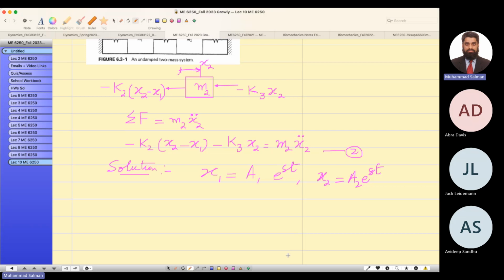Our equations are second order, but this is just zeroth order. So how can I go from zeroth order to second order? Let's take the first derivative, A1 s e to the st. Second derivative, A1 s squared e to the st. Similarly, you will do the same thing because x2 double dot is required for the second equation, and x2 dot equals A2 s e to the st.